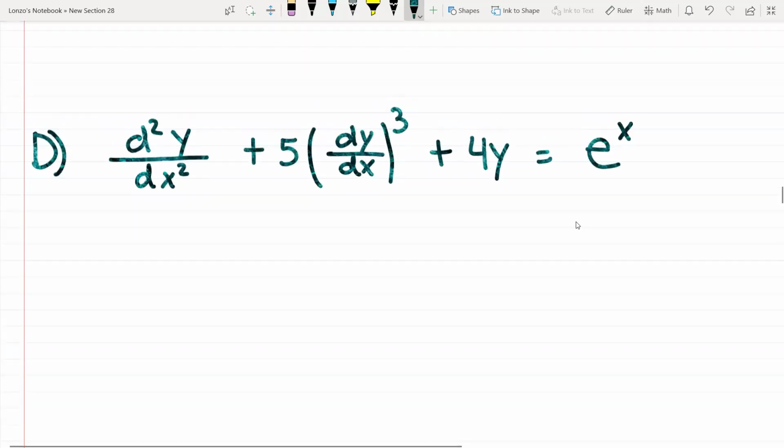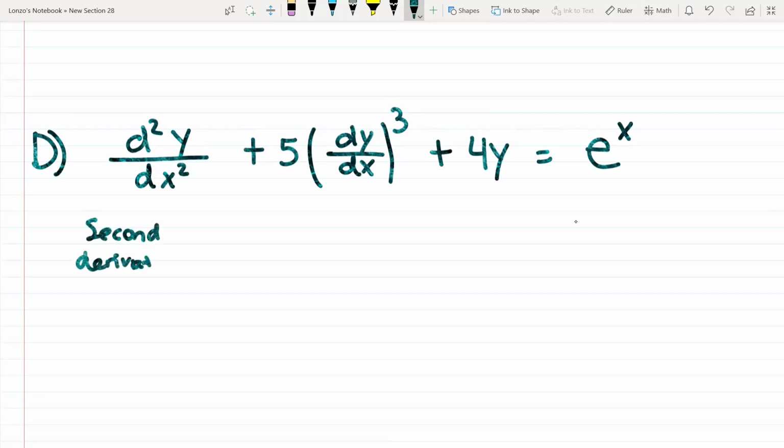Okay, D. So this one, be careful with this one. It's the highest derivative. So look at this term. This is the second derivative. Be careful with this one. This is the first derivative, but it's raised to the third power. Remember, we don't care about the power, we care about the derivative order. So this is the first. This is not a derivative, this is not a derivative. So this is the highest derivative, so this is going to be second order.